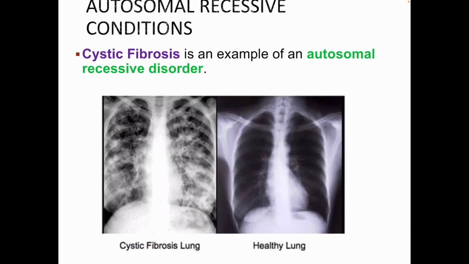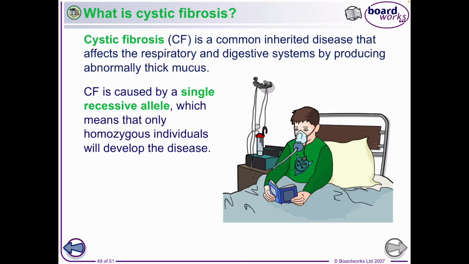This video is going to cover autosomal recessive conditions. Cystic fibrosis is an example of an autosomal recessive disorder. Cystic fibrosis is a common inherited disease that affects the respiratory and digestive systems by producing abnormally thick mucus.